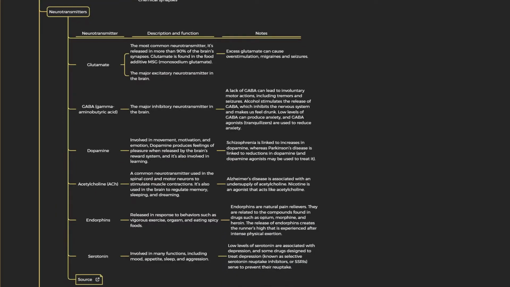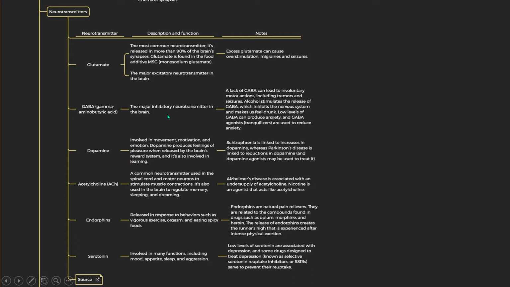So we have neurotransmitters. I just brought some of the most important ones here, but actually we use only two of them most often. One of them is glutamate, which is the most abundant excitatory neurotransmitter, and another one is GABA, which is the most abundant inhibitory neurotransmitter.